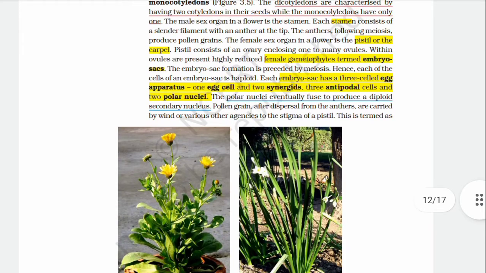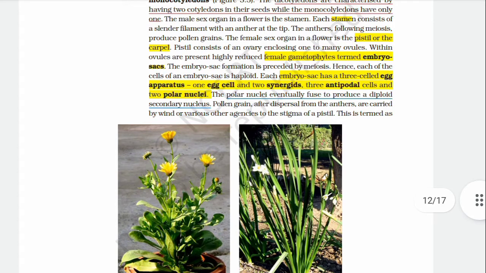The embryo sac is formed by meiosis. They have 7 cells and 8 nuclei. You see, they have a 3 celled egg apparatus, 1 egg cell and 2 synergids, 3 antipodal cells and 2 polar nuclei. The polar nuclei eventually fuse to produce a diploid secondary nucleus. Here you will see very well.